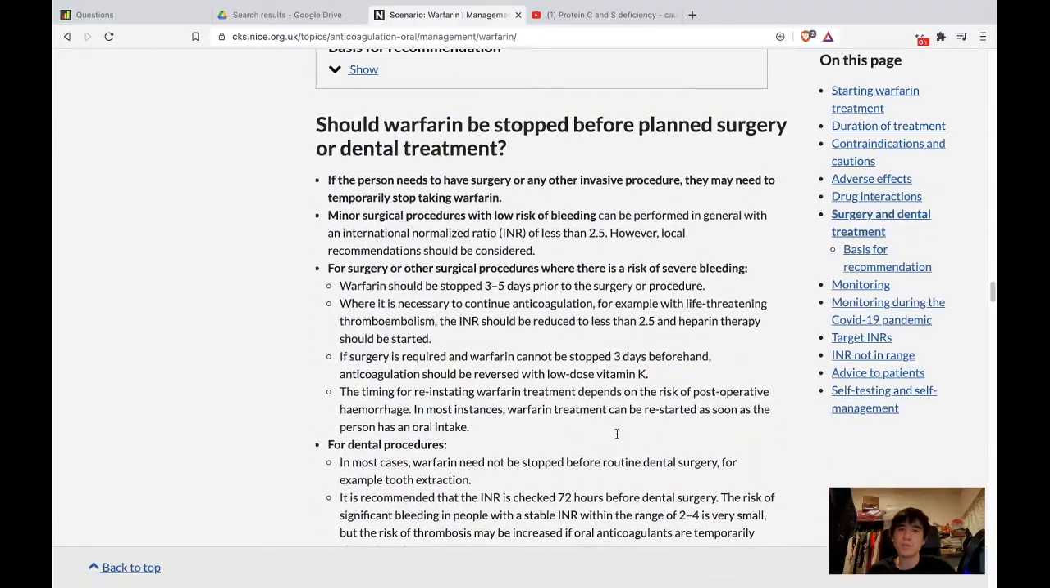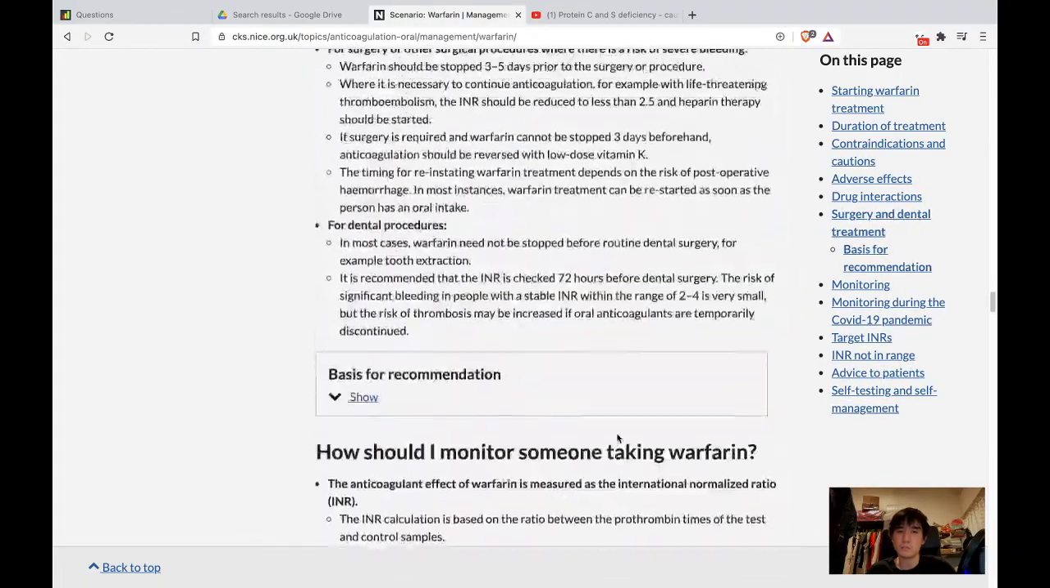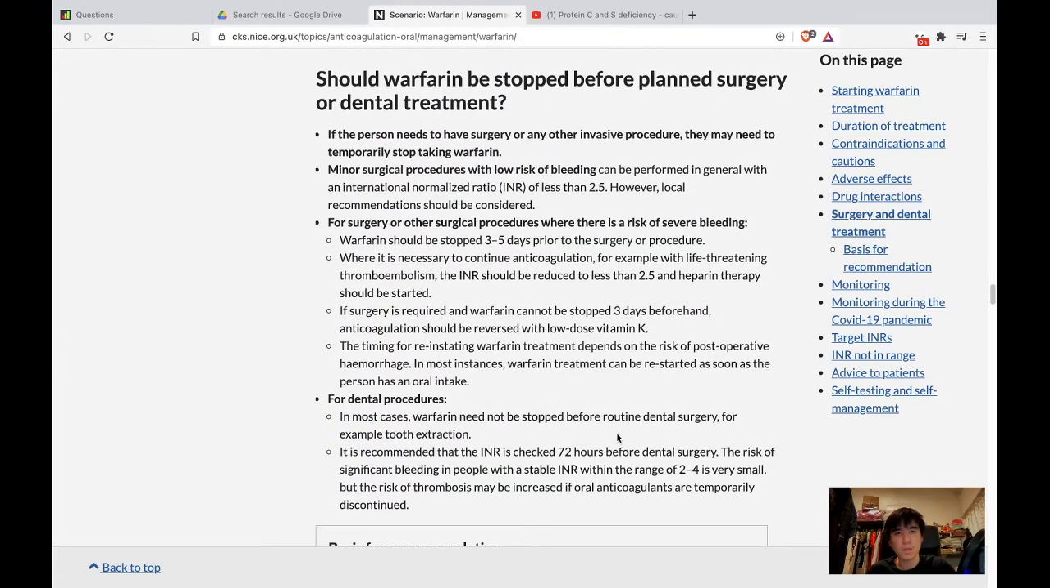Should warfarin be stopped before planned surgery or dental treatment? If a person needs to have surgery or any other invasive procedure, they may need to temporarily stop taking warfarin. Minor surgical procedures with low risk of bleeding can be performed in general without an international normalized ratio of less than 2.5. However, local recommendations should be considered.